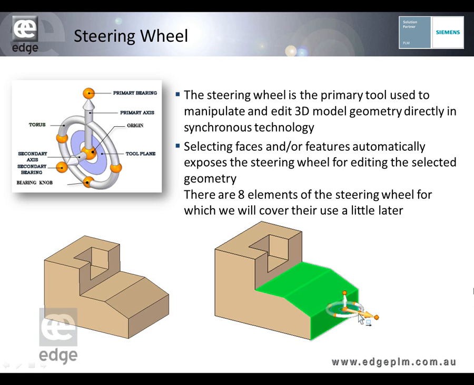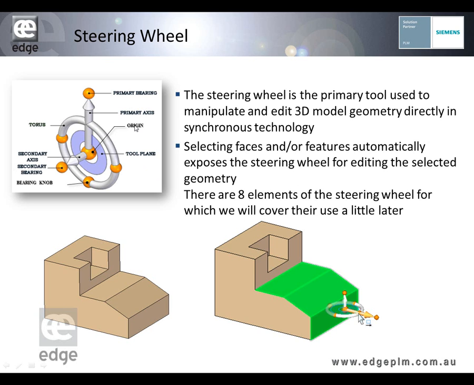Right. The steering wheel is the tool that we use to manipulate geometry when we're synchronous modeling. We use a mixture of the steering wheel and the dimensions to fully control our geometry. If we select a face, it'll place the steering wheel on that face. The steering wheel itself, we'll see that there's 8 basic elements that make up the steering wheel. There's a little drawing just up here on the slide.